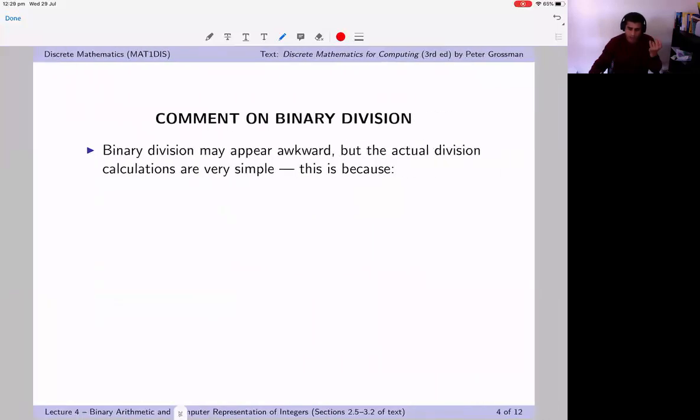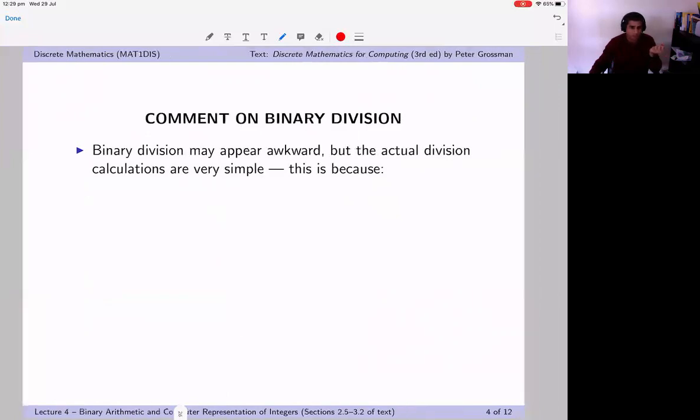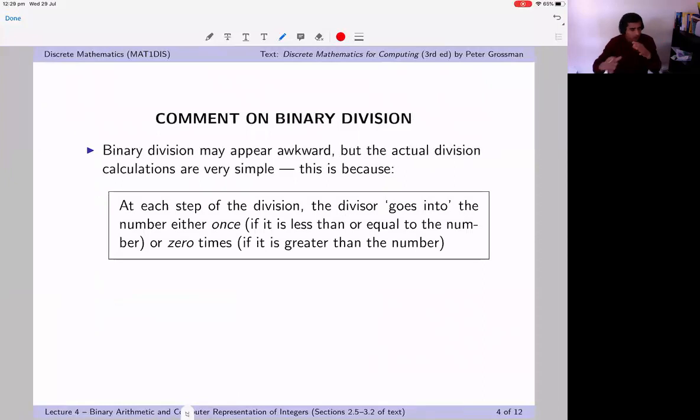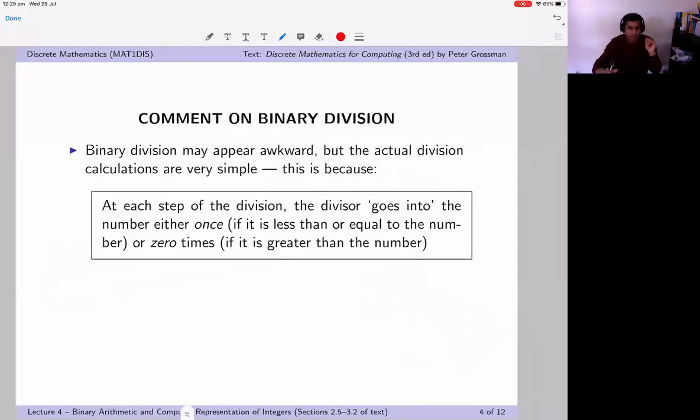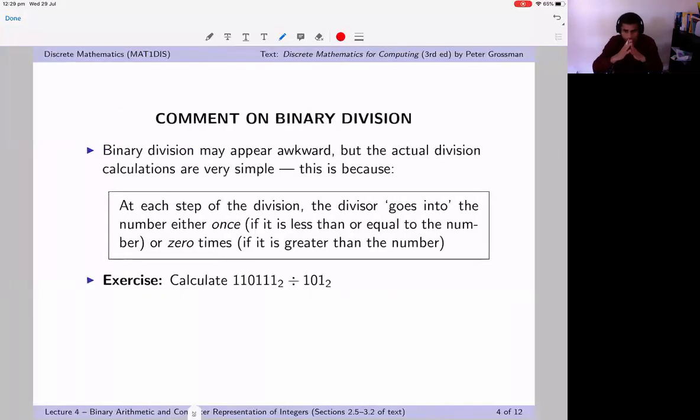As I described, it may appear slightly awkward, but actually division calculations are very simple because at each step of the division, the divisor goes into the number either once or 0 times. There are only 0 and 1 possibilities, so you don't have to think of numbers that you multiply with to get the number. So the options are already there, 0 or 1, nothing else. Yeah, so that makes it slightly simpler.